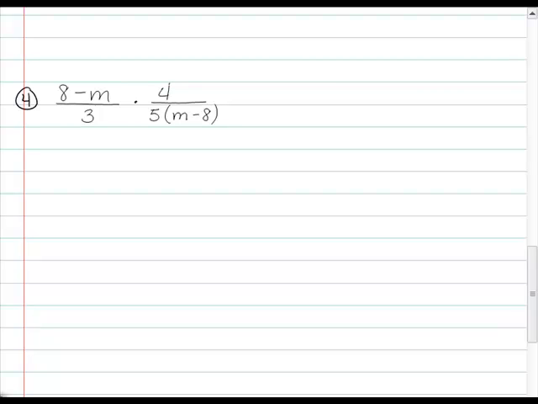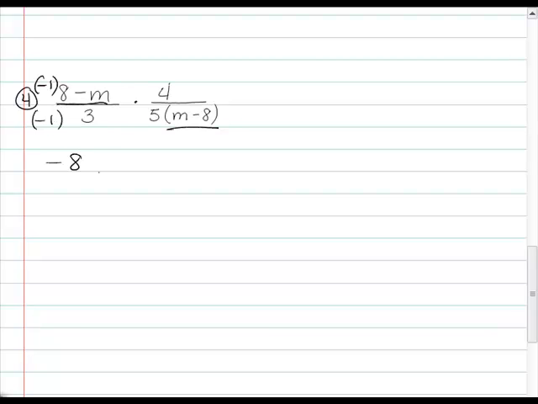Okay? So the example I've got here for you for number 4 is 8 minus m over 3 times 4 over 5 times m minus 8. You'll notice that the m minus 8 and the 8 minus m are really, really close, but they're not quite the same thing. What's making them not the same is the fact that the 8 minus m is backwards. So what we're going to do is use the power of -1, okay? And we're going to multiply the top and bottom of our first fraction by -1, because that's going to cause our m and our 8 to switch signs, okay? So top and bottom by -1.